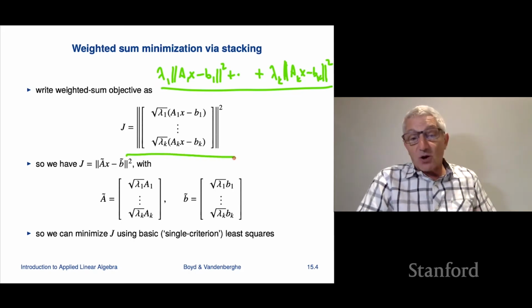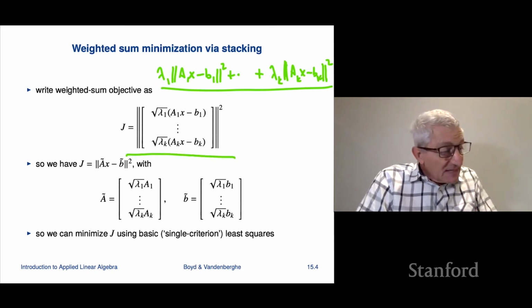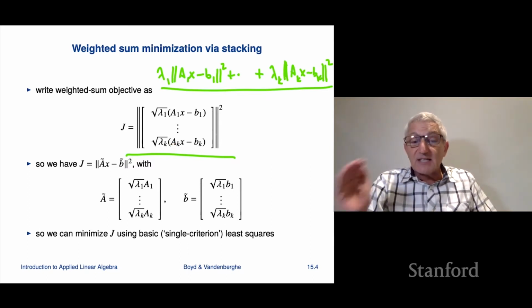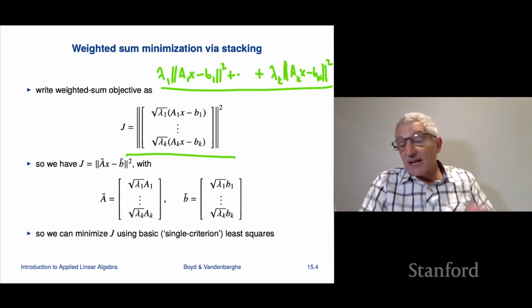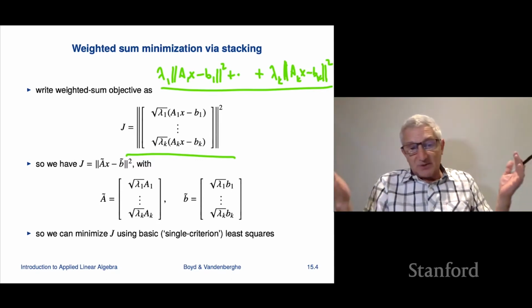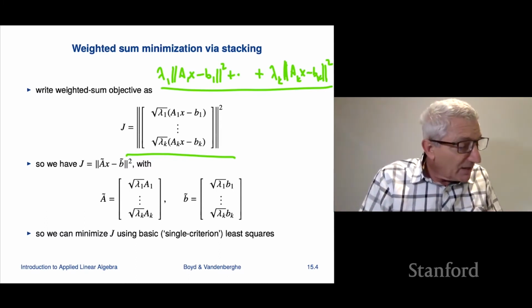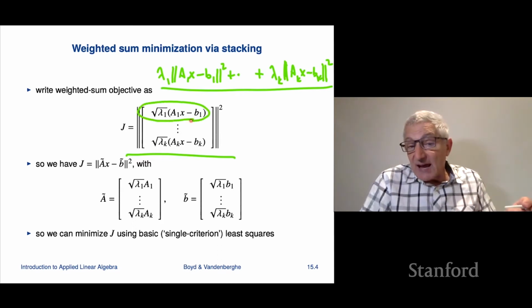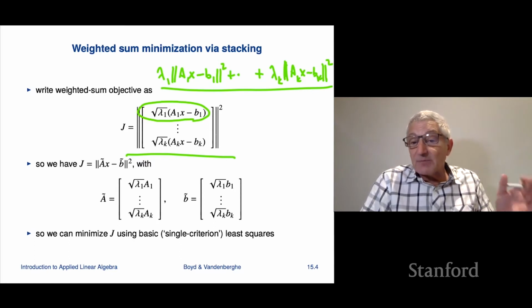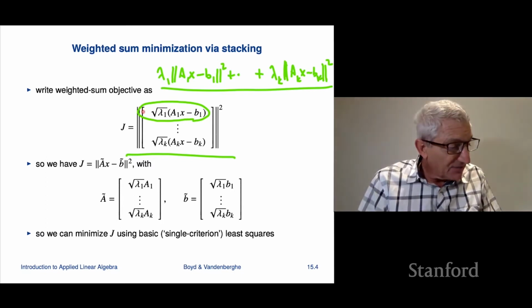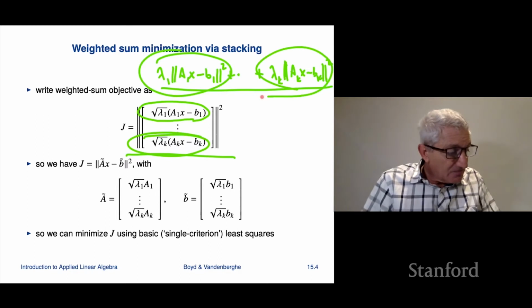Well, why is that? Let's walk through it. This is a stacked vector here, of course. Now, the norm squared of a stacked vector is the sum of the norm squareds of the vectors themselves. That's clear. Okay, but the norm squared of, for example, this first stacked vector, the square root of lambda 1 comes out as lambda 1. And so this first term gives you exactly that, right? And this last term gives you exactly that. Okay.